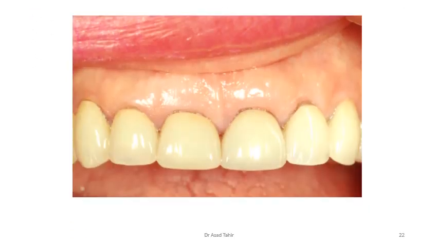A 78-year-old woman presents with maxillary anterior restorations placed 6 months earlier. She is unhappy with the exposed margins and notes that the margins were covered the day the restorations were placed.